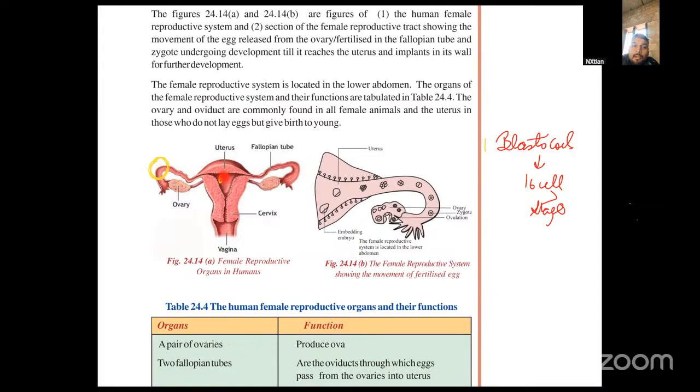Got it? So on the 14th day, the day of ovulation, the uterine wall is very healthy, so that implantation can happen easily. So it's like 14 to 18 days, I can guess, which is the best for fertilization, so that implantation can happen well.